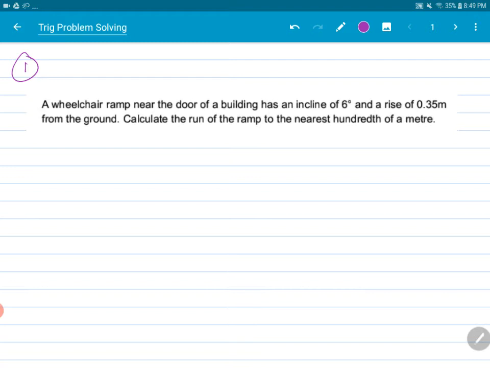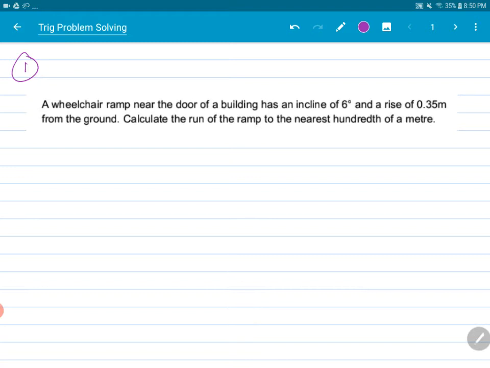So question 1, all 3 of these are going to be word problems, which usually is what people tend to have trouble with, and so hopefully this helps. Question 1 says, a wheelchair ramp near the door of a building has an incline of 6 degrees and a rise of 0.35 meters from the ground. Calculate the run of the ramp to the nearest hundredth of a meter.